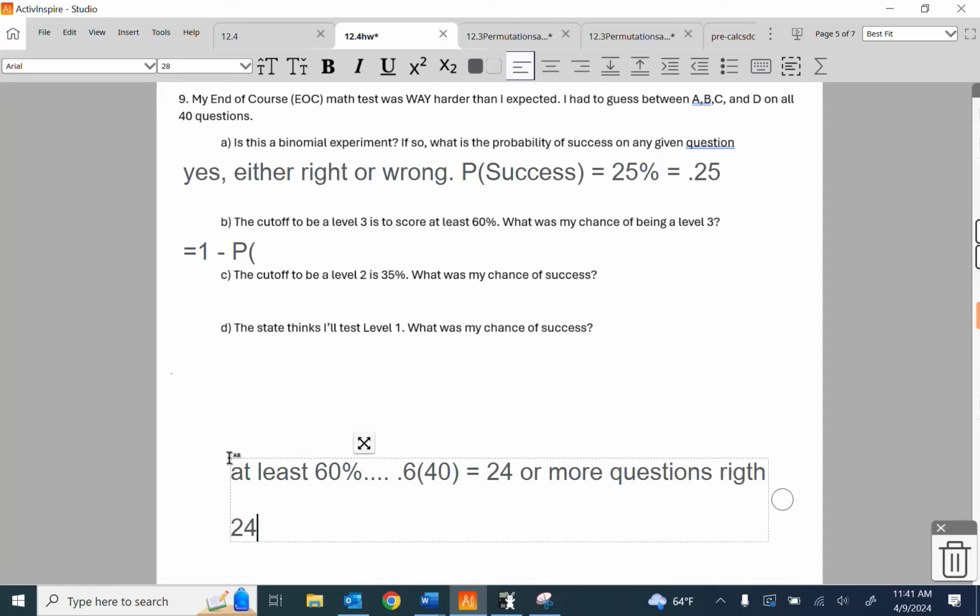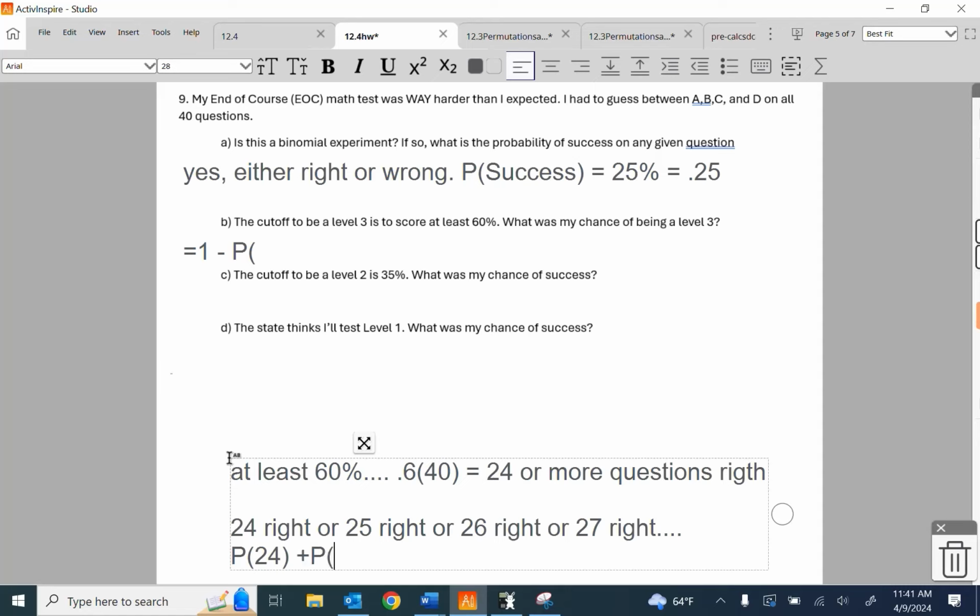That means I can get 24 right, or 25 right, or 26 right, or 27 right, dot, dot, dot. All those ors means I'm finding the probability of 24 plus the probability of 25 plus the probability of 26 plus the probability of 27, all the way to the probability of 40. That's going to take a minute. I don't have that kind of time.